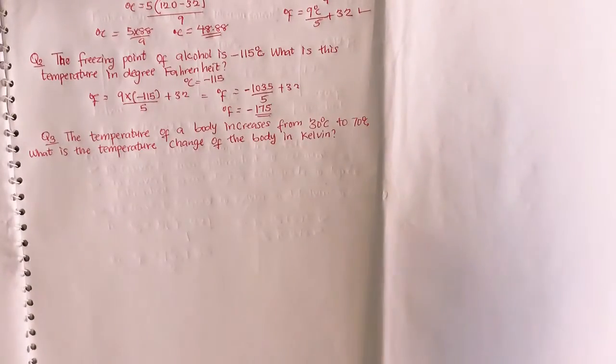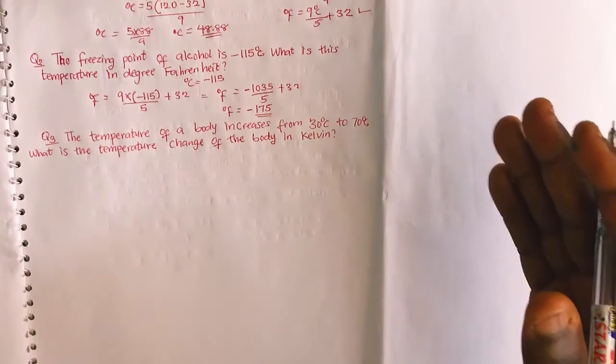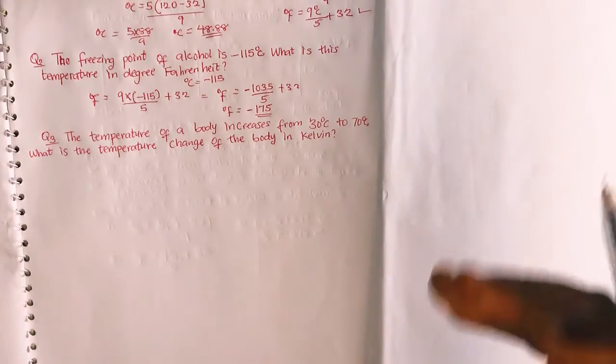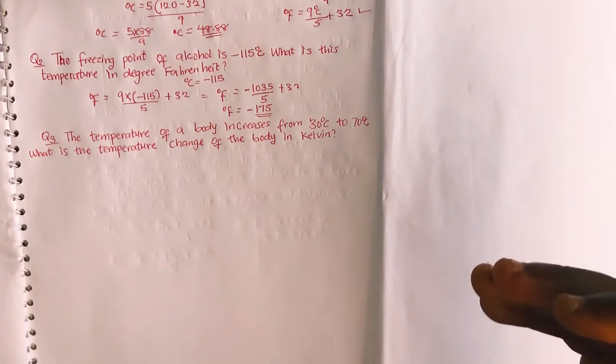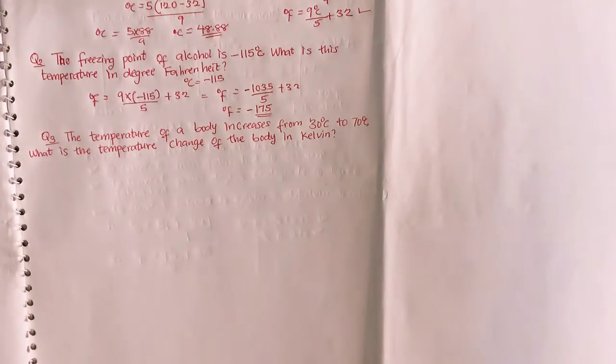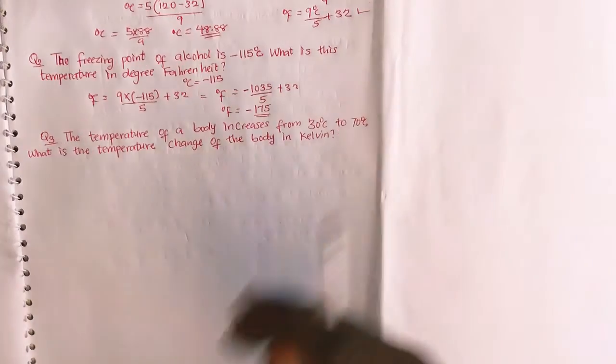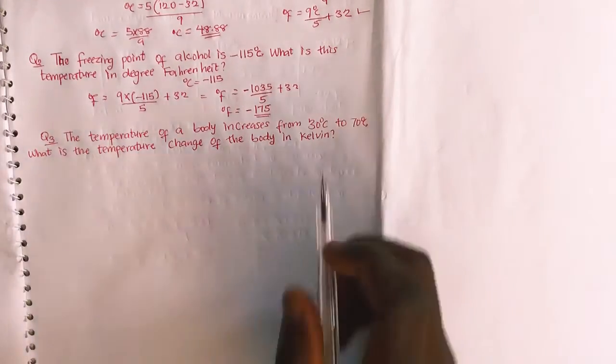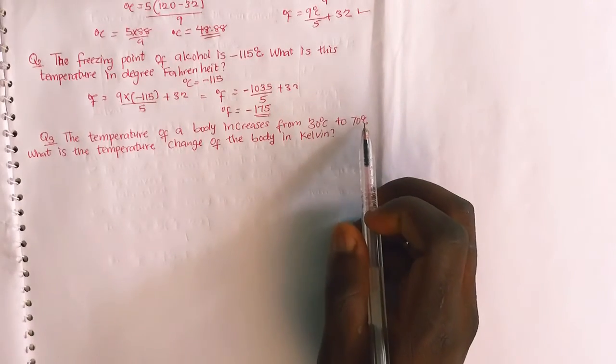The last question is actually different from the first and the second one. The temperature of a body increases from 30 degrees C to 70 degrees C. What is the temperature change of the body in Kelvin? We are asked to calculate the temperature change of the body in Kelvin. Now we are given 30 degrees C to 70 degrees C. The first thing is that we need to find the difference between 30 degrees C and also 70 degrees C.